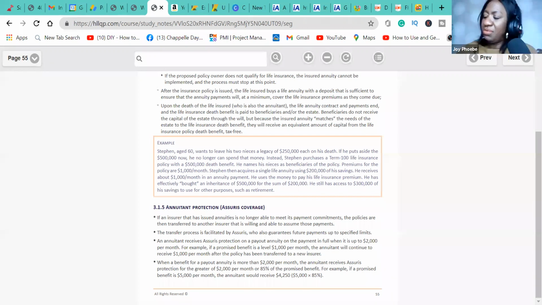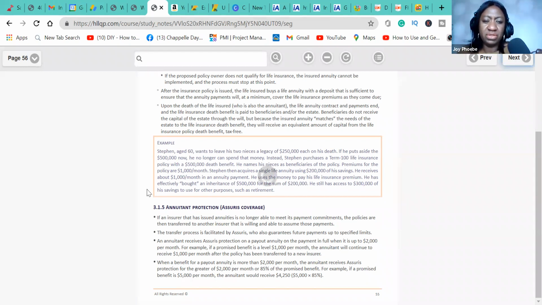And remember, for segregated funds, it is up to the maximum of $60,000 or 85% of the guaranteed amount. And for annuities, it is $2,000 per month or 85% of the monthly guarantee. Okay, awesome.